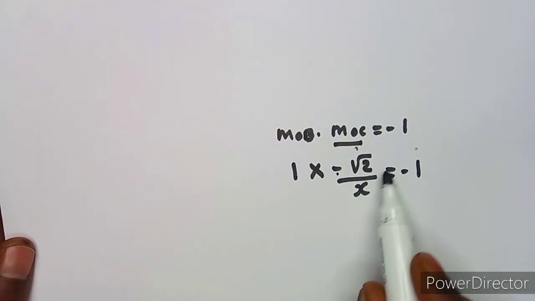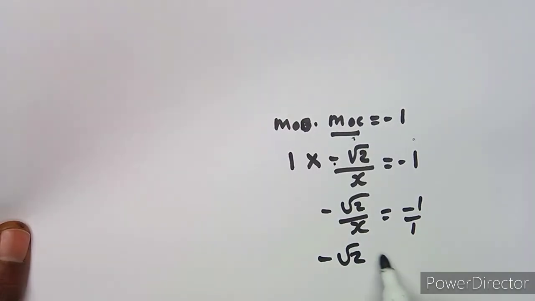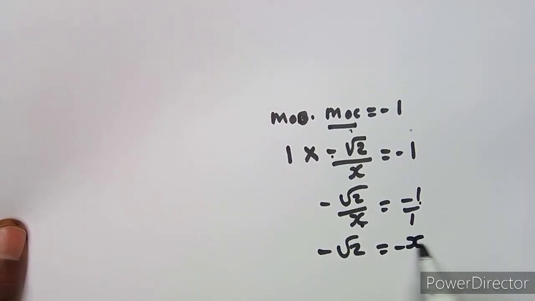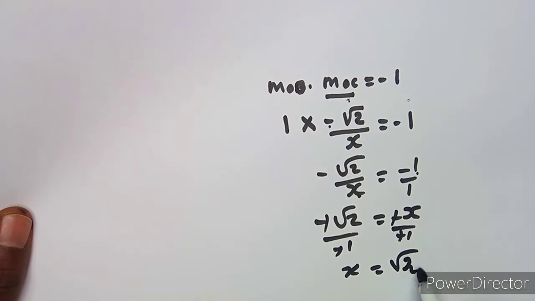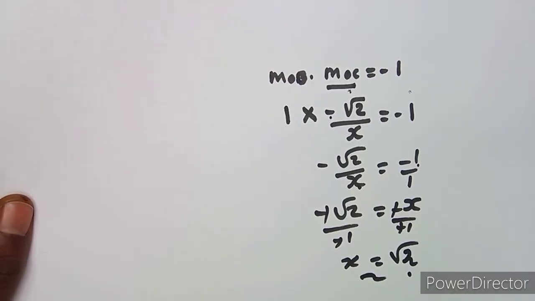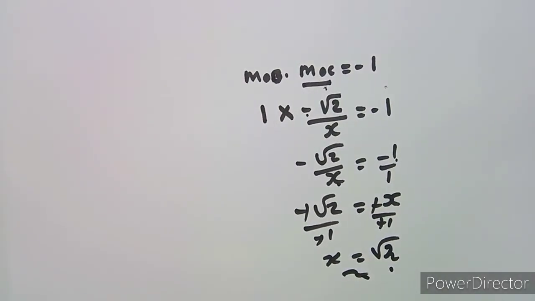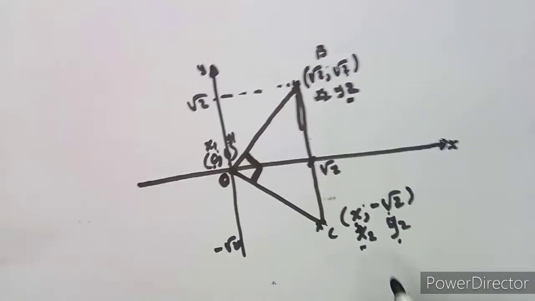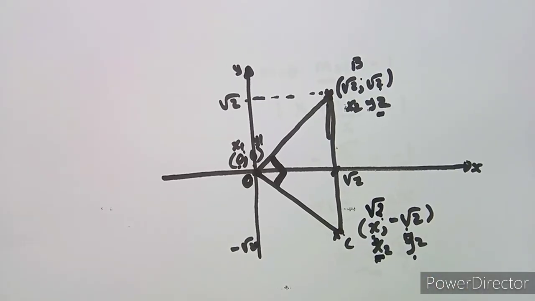All right, so 1 times any number remains as it is. So this is minus square root of 2 over x, which is equal to minus 1 over 1. You can cross multiply. Minus square root of 2 is x times minus 1, which is minus x. So you can divide by minus 1 to find x, which is square root of 2. So your x there is going to be square root of 2. That is the concept. So as we can see, this is what we proved, what we wanted to prove, that x is square root of 2. So this is our x here, which is square root of 2. All right, so that's what we had.